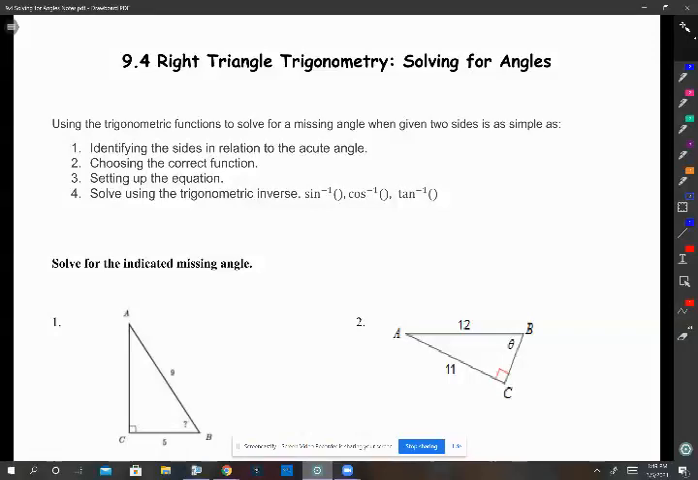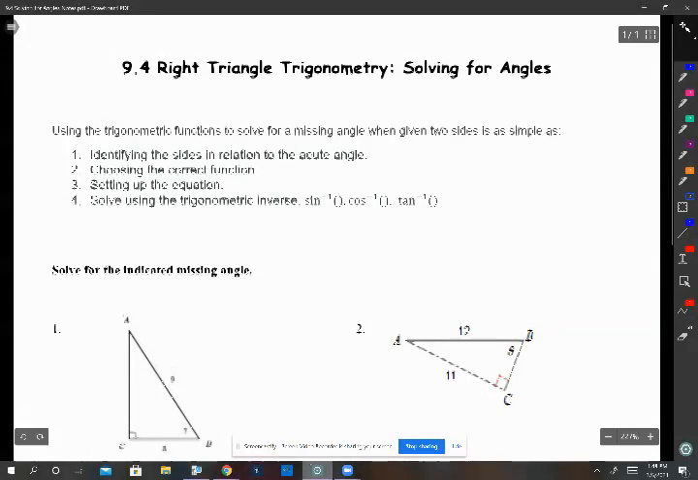So 9.4 is on using right triangle trig to solve for an angle. This will be really close to what we did in section 9.3, except now we're solving for an angle instead of a side. Step one is to identify the sides in relation to the acute angle. That's the same thing we did before, which is labeling.